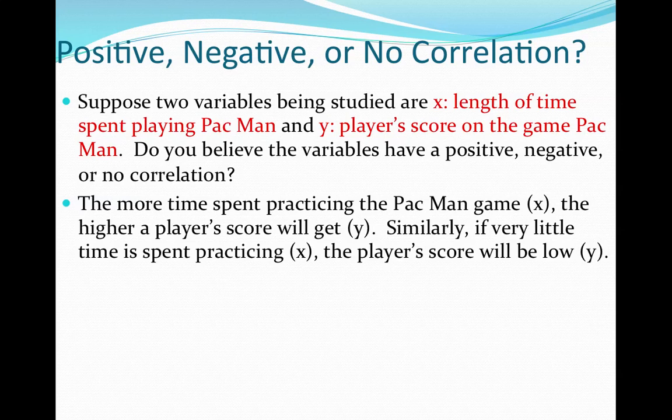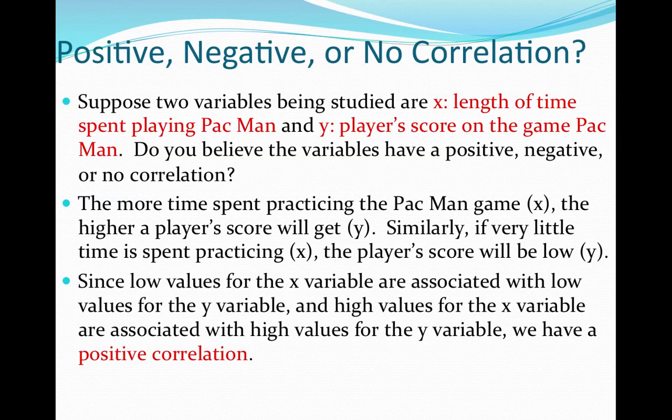Okay, so the answer to this question is that the more time spent playing Pac-Man, the higher the player's score will get. And similarly, if very little time is spent practicing, which is x, the player's score will be low. So what kind of correlation does this refer to? This is a positive correlation. Low values for the x variable are associated with low values for the y variable. High values for the x variable are associated with high values for the y variable. We have positive correlation.